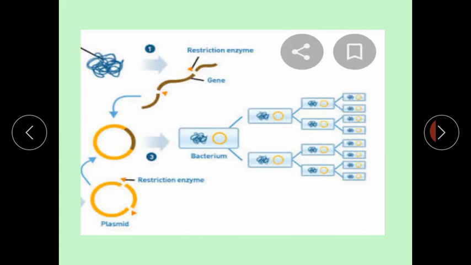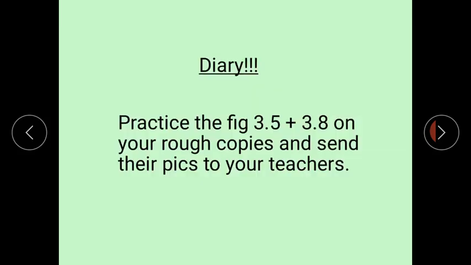Look at this picture. In the third step, the recombinant plasmid is entered into the bacterium, and you can see here the bacteria is divided with the help of binary fission into new cells. Clear? Now students, note down in your diary, that is, practice figures 3.5 and 3.8 on your rough copies and send their pics to your teachers.